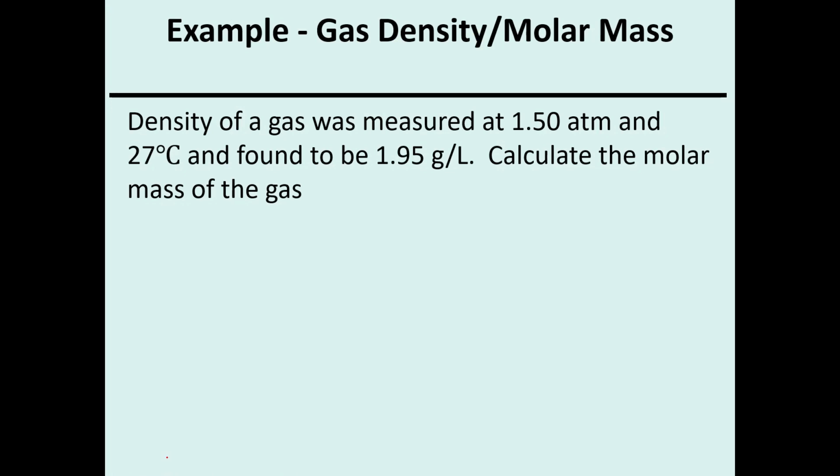The density of a gas is measured at 1.5 atm at 27 degrees Celsius and found to be 1.95 grams per liter. We want to calculate the molar mass of the gas. So we know 27 degrees Celsius, and we've got to convert that to Kelvin. 27 plus 273 gives us 300 Kelvin.